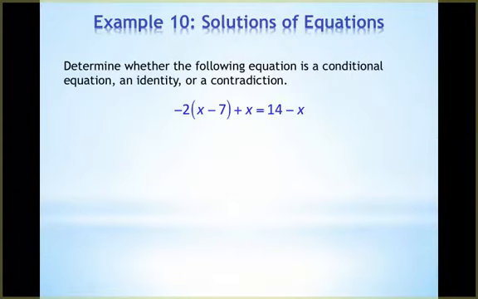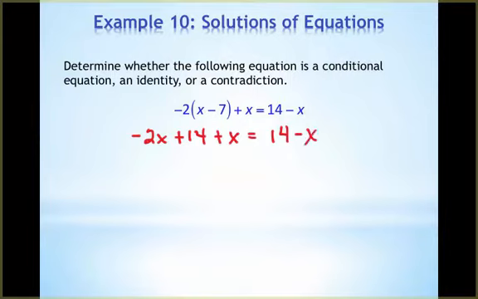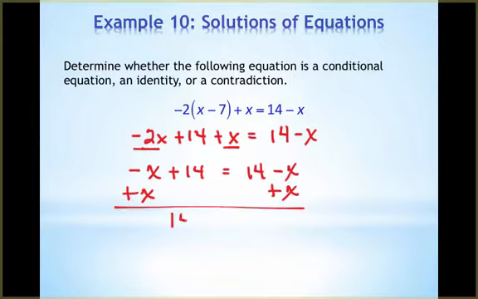For our last example, let's start with distributive property. Negative 2x plus 14 plus x equals 14 minus x. Let's combine like terms. Negative 2x and positive x would be negative x plus 14 equals 14 minus x. Let's add x. And this time I get 14 equals 14, which is true.